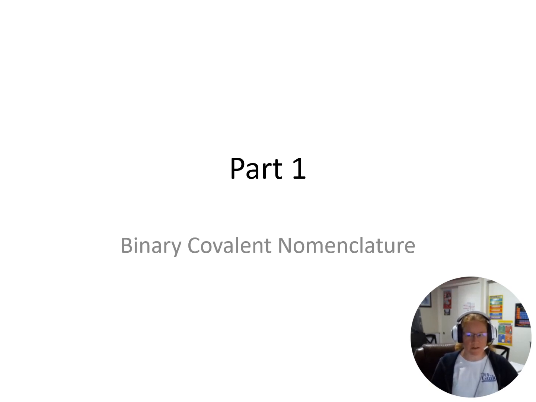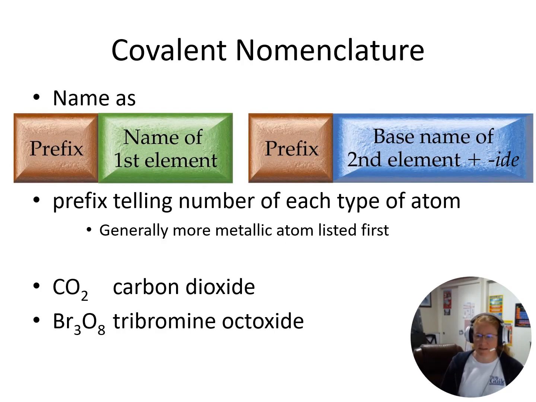Part one of our nomenclature journey is going to be looking at binary covalent nomenclature. So covalent, again, we're dealing with nonmetals here. Binary meaning that each of the compounds that we are going to look at is only going to be composed of two different types of atoms. So for our covalent nomenclature, basically what we do is we take a prefix denoting the number of the first element, a prefix denoting the number of the second element, and we change the ending to ide.